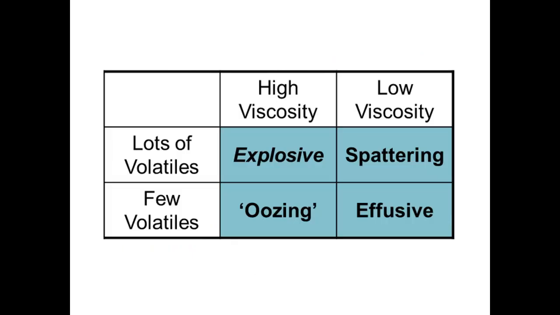A simple way to classify the types of eruptions is in this simple 2 by 2 chart. We have either high viscosity magmas or low viscosity magmas, and we have either high volatile content or low volatile content. And those two viscosities and two volatile contents give us 4 types of eruptions.